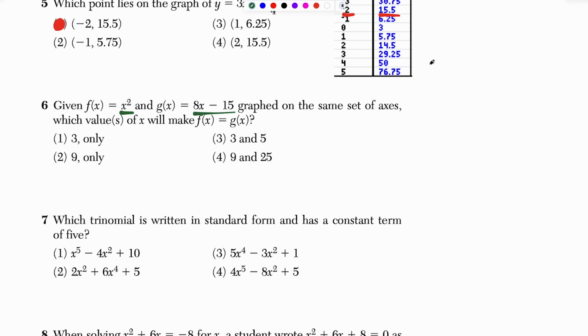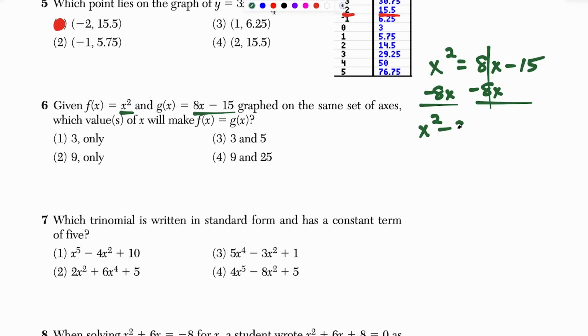So we could say, I'll write this over here, x squared equals 8x minus 15. And when you're solving a quadratic equation like this, you want to move everything to one side so that you have 0 on the other side. So 8x minus 8x will cancel. On the left side, now I have x squared minus 8x, and we're left with a negative 15.